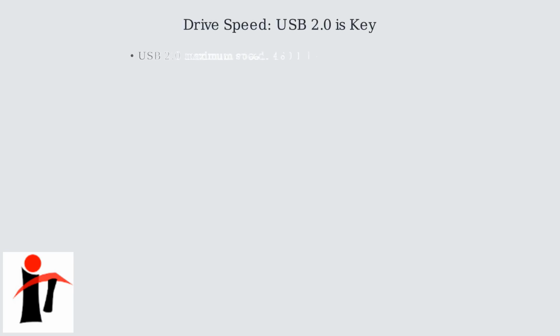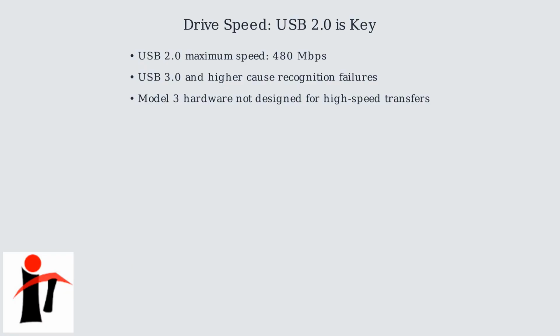When fixing USB errors in your Tesla Model 3, drive speed is crucial. The vehicle's infotainment system requires USB 2.0 compliant drives with a maximum transfer rate of 480 megabits per second. Faster USB 3.0 or newer drives can cause recognition failures or buffering problems because the Model 3's hardware simply isn't built to handle high-speed data transfers from USB ports.